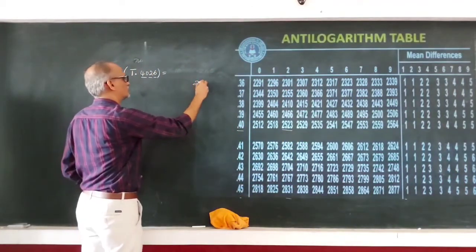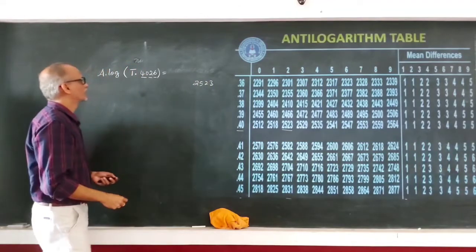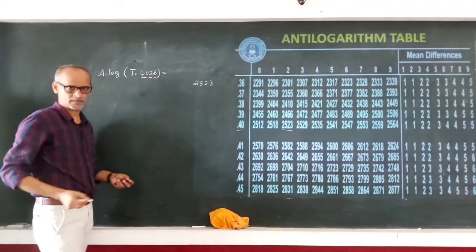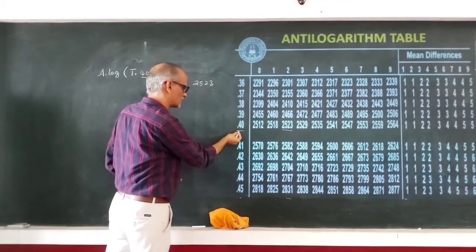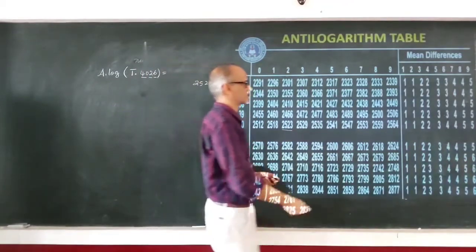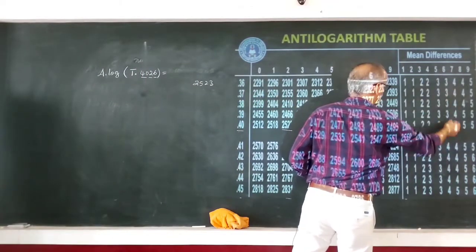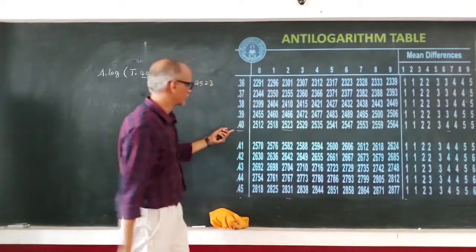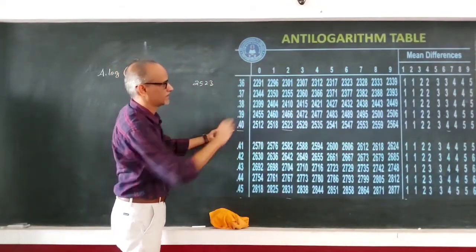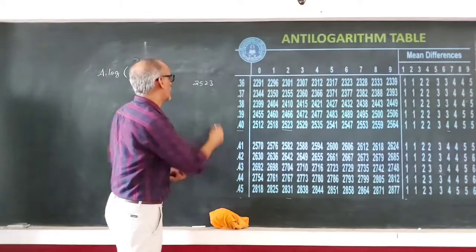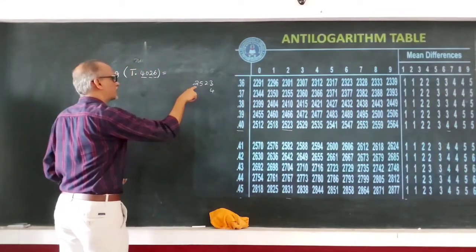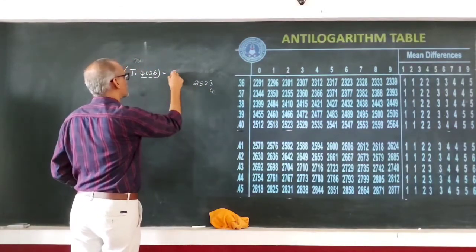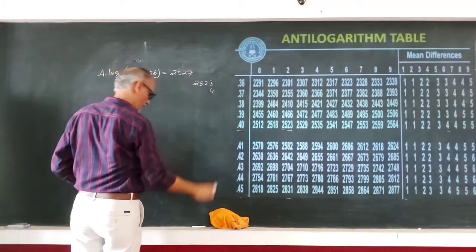So write that, 2523. Then what is the next digit? It is 6. So for 0.40 and 6, you have to refer to the mean difference. The mean difference 6 is here, and the intersection with that initial number comes out to be 4. Add that here at the end, so you will get 2527. Okay, right.